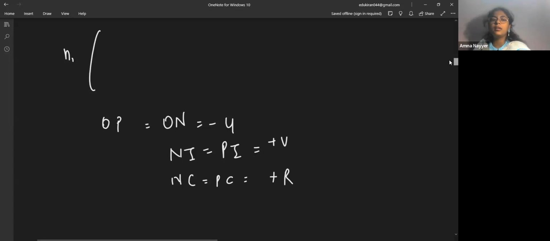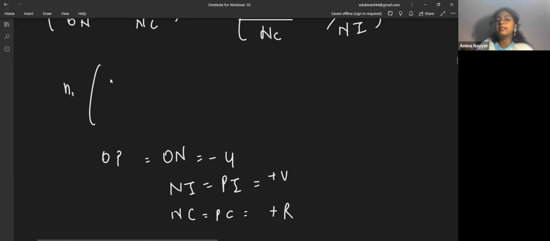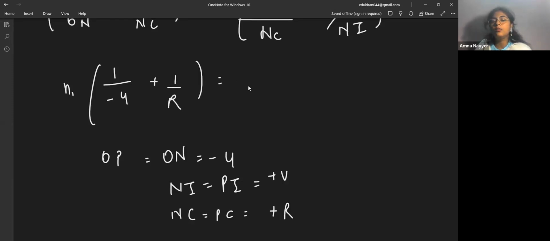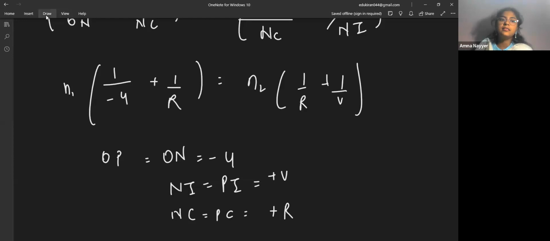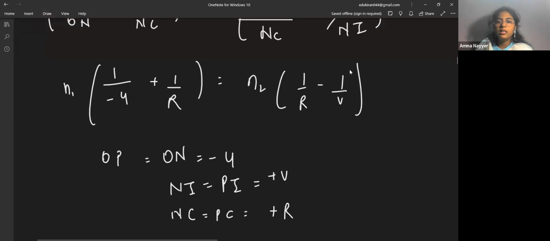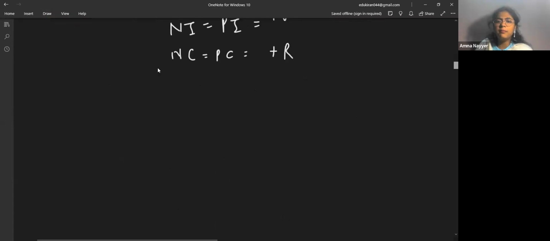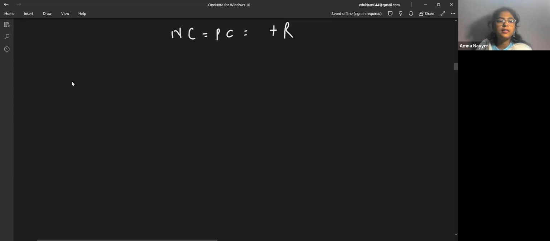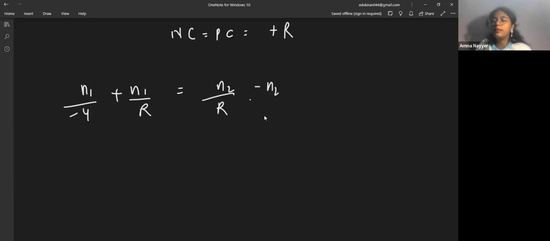So in this equation, ultimately we can write 1 by ON as 1 by minus U. So N1 by minus U plus N1 by R is equal to N2 by R, and here we have a minus sign, so minus N2 by V. This is the equation. Now just multiply. N1 by minus U plus N1 by R is equal to N2 by R minus N2 by V.